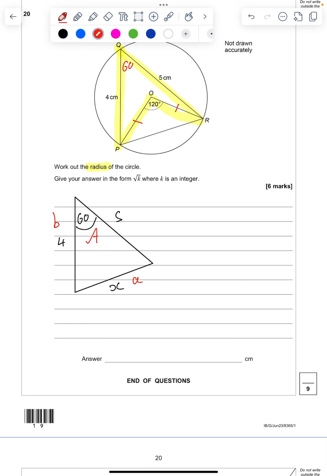And then these two sides must be B and C. And the cosine rule is a squared is b squared add c squared minus 2bc cos of the angle A. And then we just go and substitute.